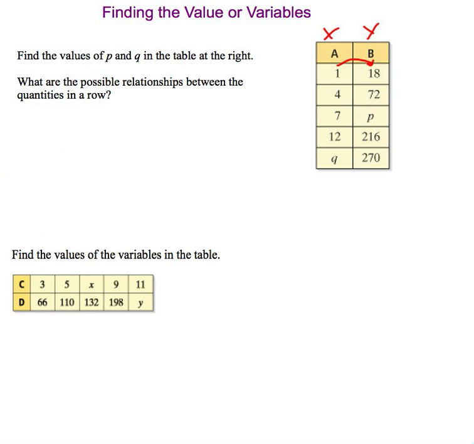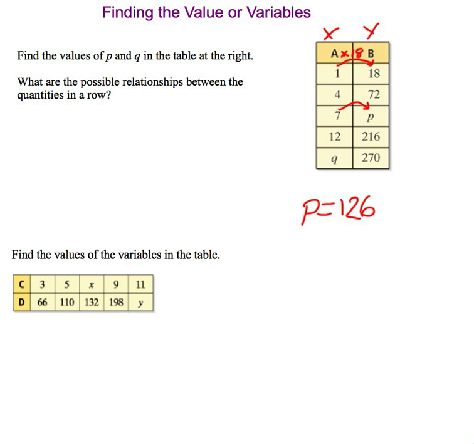Well, right now I see 1. How do I get to 18? Well, what times 1 is 18? I'm thinking 18. We can check it. What's 4 times 18? That's 72. Hey, look, it works. So now, if we know X is 7 and we know our rule is X times 18 equals Y, well, if X is 7, we take 7 times 18 and we get P is equal to 126.